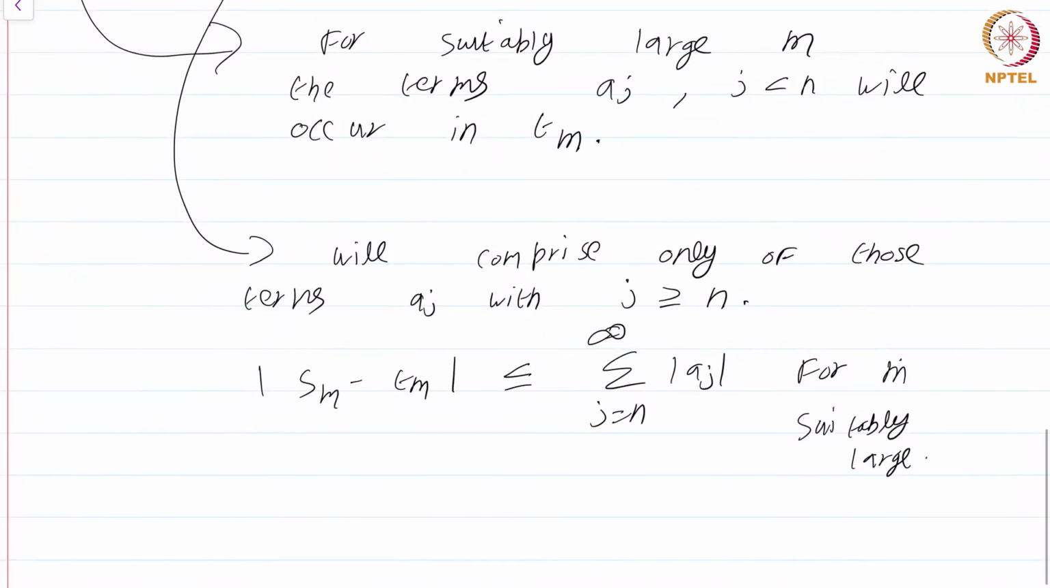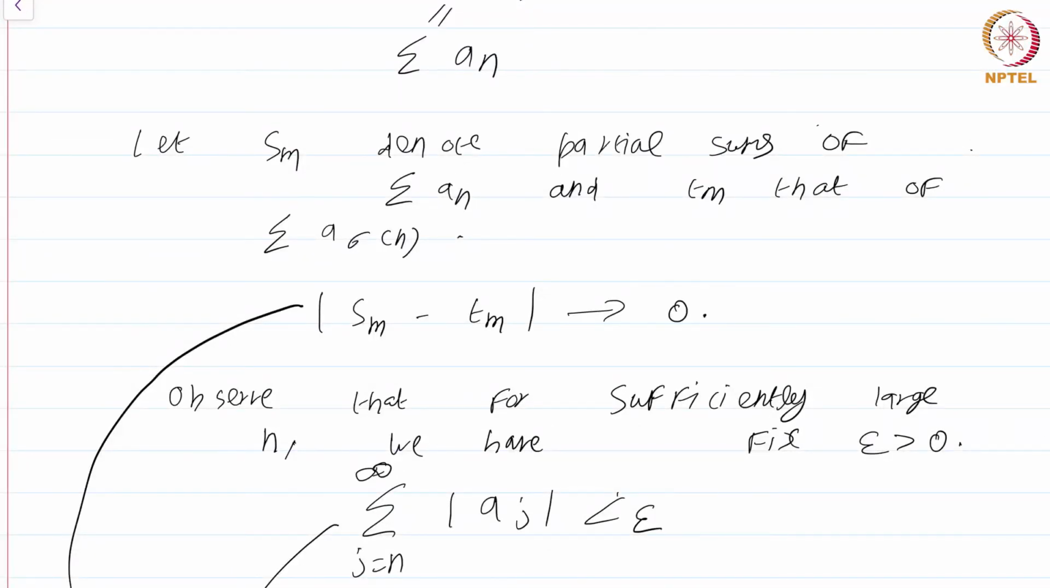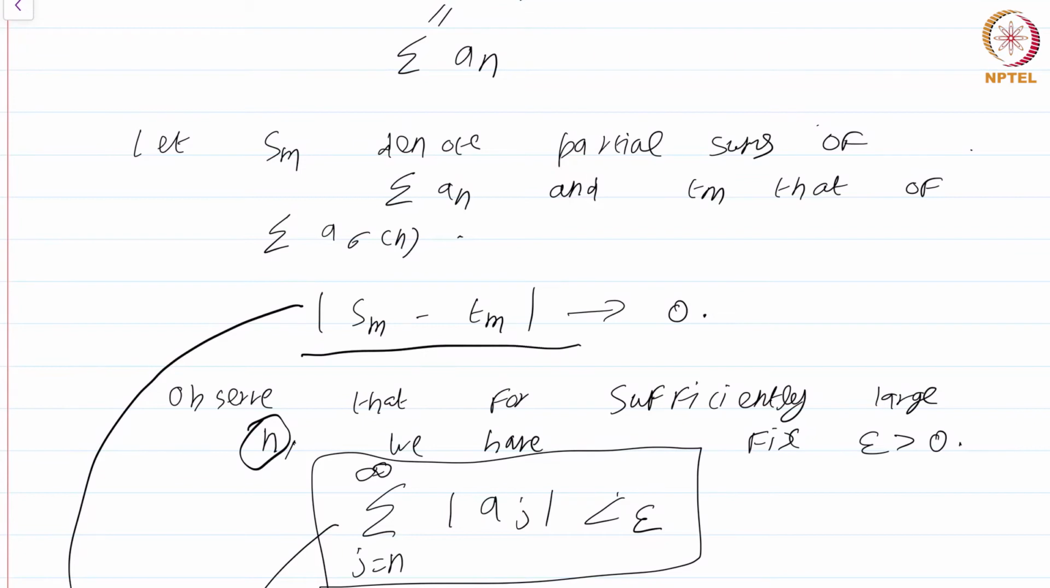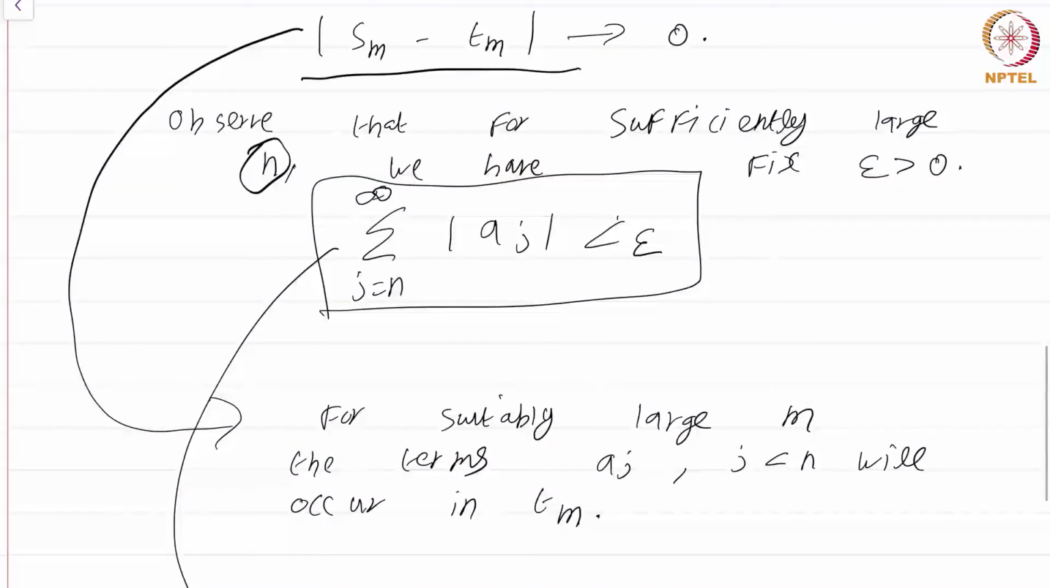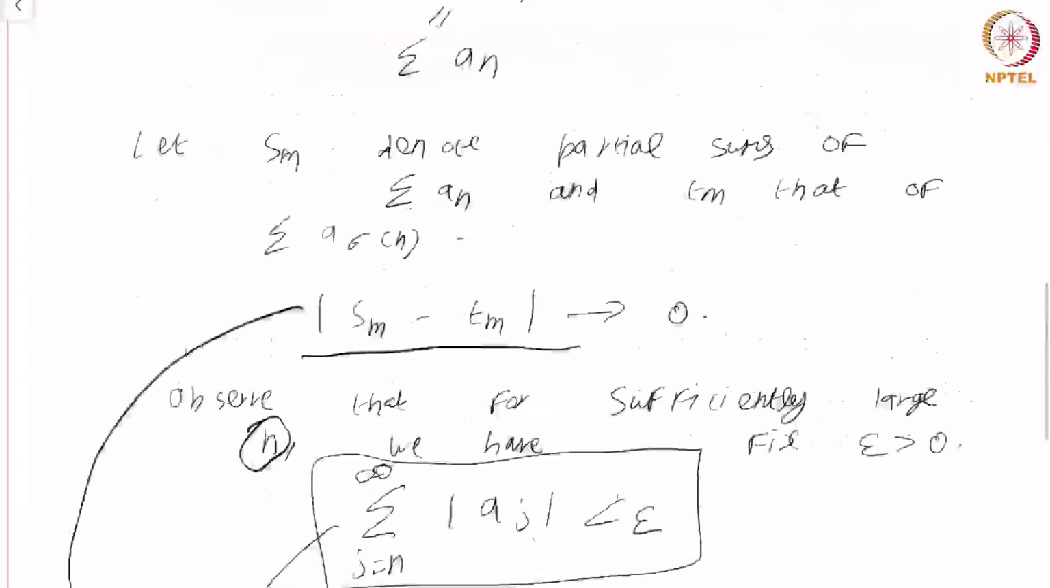Okay, and this we have already made less than epsilon. So here is the brief argument of what has happened. We want to show that mod Sm minus Tm converges to 0. We choose small n so large that summation j equal to n to infinity mod aj is less than epsilon. Then we ensure that in the modulus of Sm minus Tm, the first n minus 1 terms get cancelled. This we do by the same trick that we did for the absolute values.